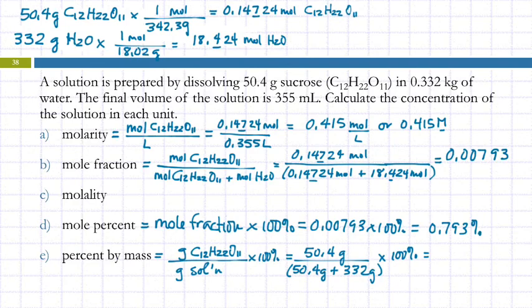So on the calculator, 50.4 divided by, again, I want to use parentheses because I want to divide by that whole quantity down there. 50.4 plus 332, close the parentheses, multiply by 100, you get 13.2%. Any questions?